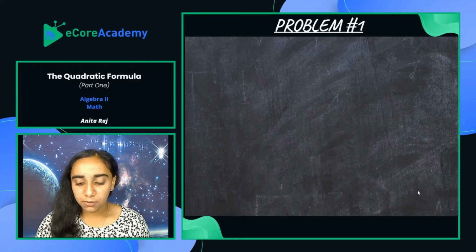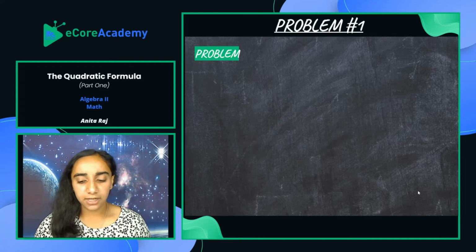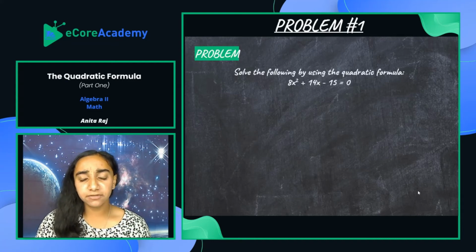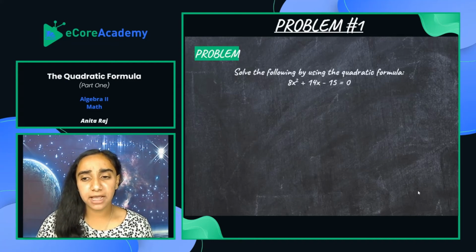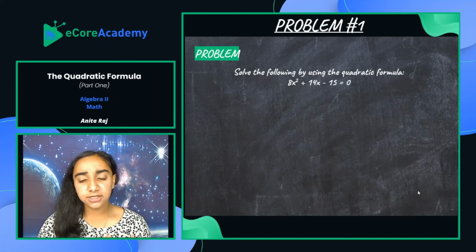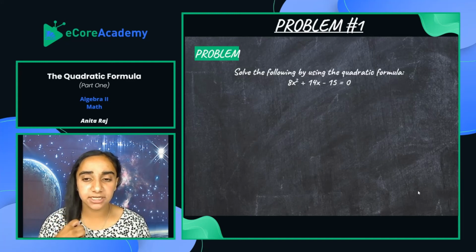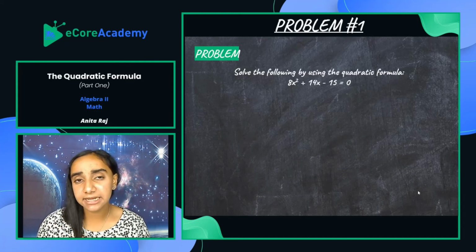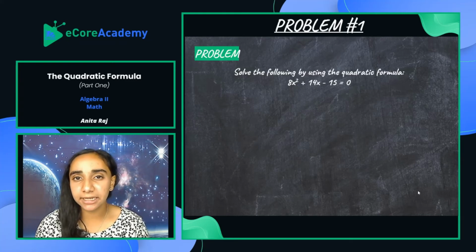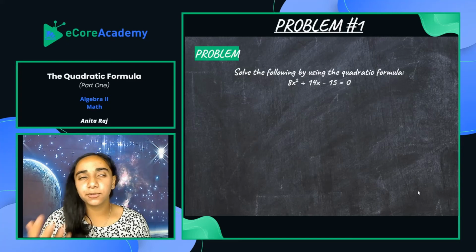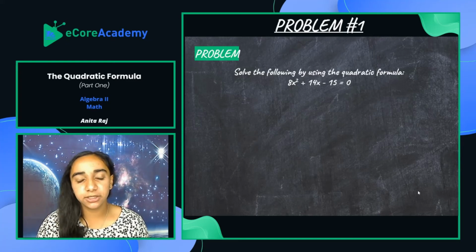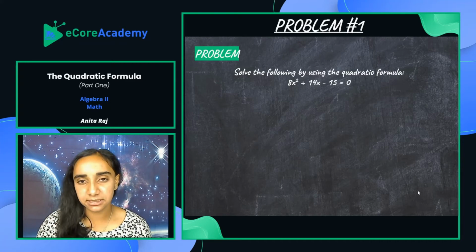But for this problem, we're just going to be given a quadratic equation, and we're going to be asked to solve the following by using the quadratic formula. As you can see in this equation, we can't factor it, and also we can't GCF, since a is equal to 8, but 14 and 15 are not divisible by 8, so we don't get an integer value. So we don't really want to work with fractions, so we can just directly go to the quadratic formula, and it'll be a less messy process.